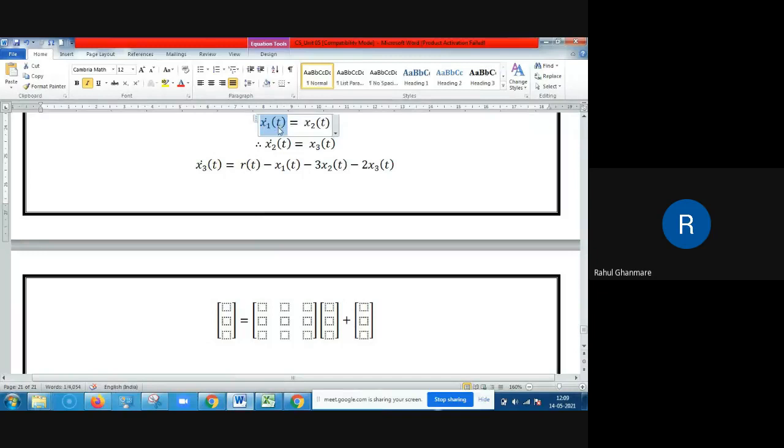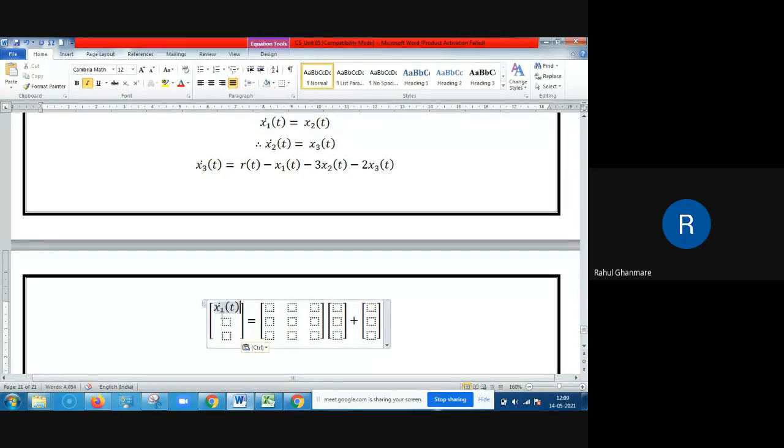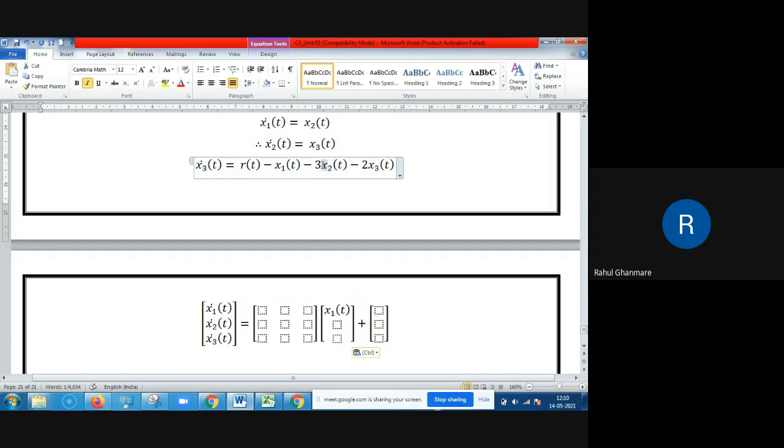Here we have these values, right? So first of all, this is x dot of 1, this is x dot of 2, this is x dot of 3. Okay. Now, what is the value here? We need to put here this x1 of t, here, sorry, here we have this x2 of t, and here we have this x3 of t.